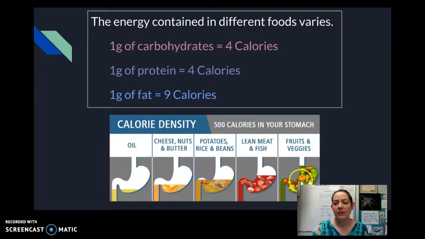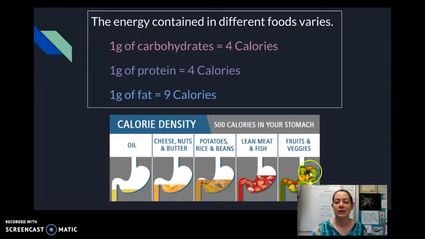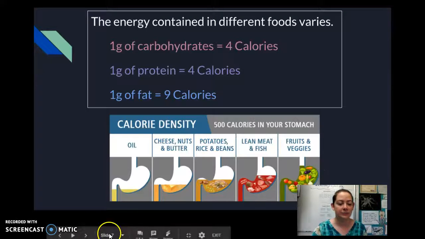And then fruits and veggies, they don't have very many Calories at all. So if you're trying to watch your calories, then you can just fill up on these, and they have great vitamins and minerals. So good food choice there, fruits and veggies.